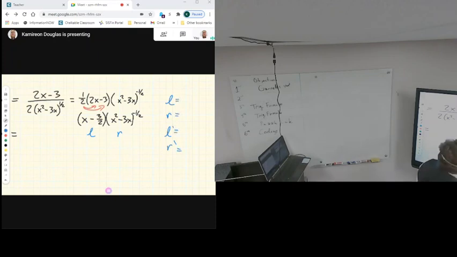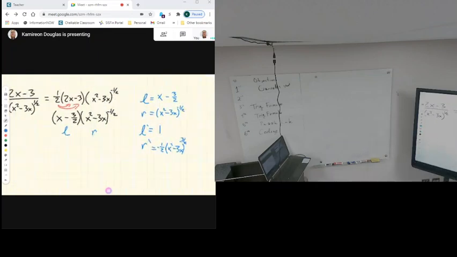Again, this is a technique you can use in order to make sure you get all the pieces right for each derivative. So for this one, my left-hand piece would be x minus 3/2. That means the derivative of that piece would be 1. The right-hand piece would be (x squared minus 3x) to the negative 1/2 power, the derivative of which would be a power rule with a chain inside of it. So negative 1/2 times (x squared minus 3x) to the negative 3/2 power times (2x minus 3).